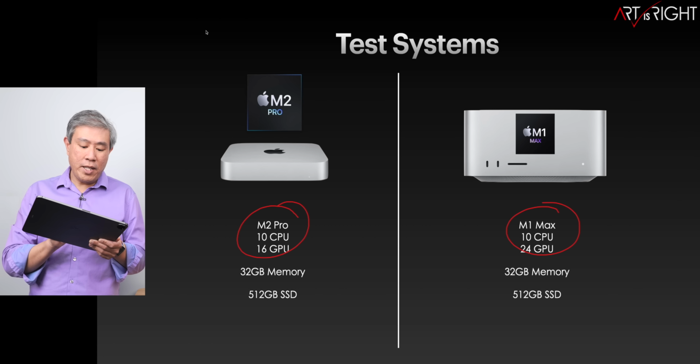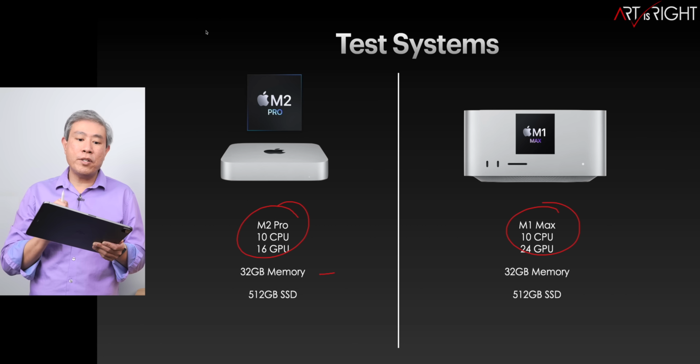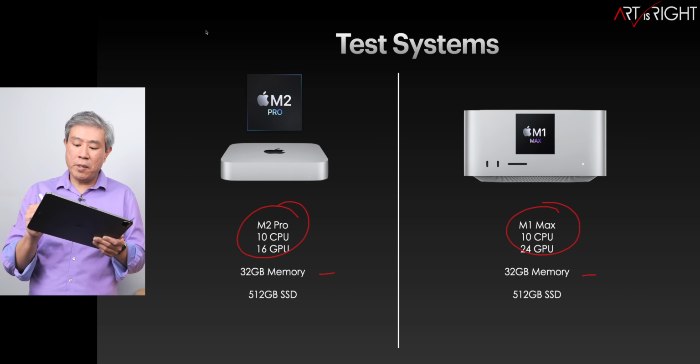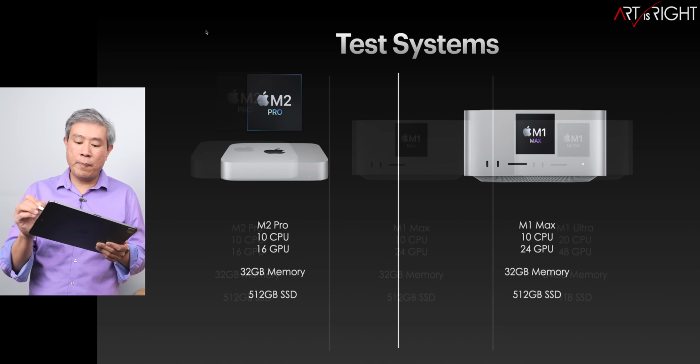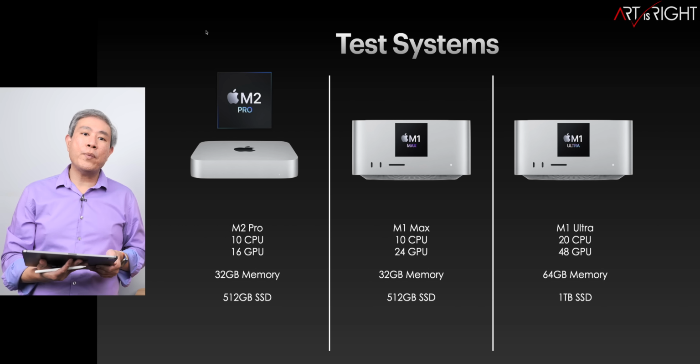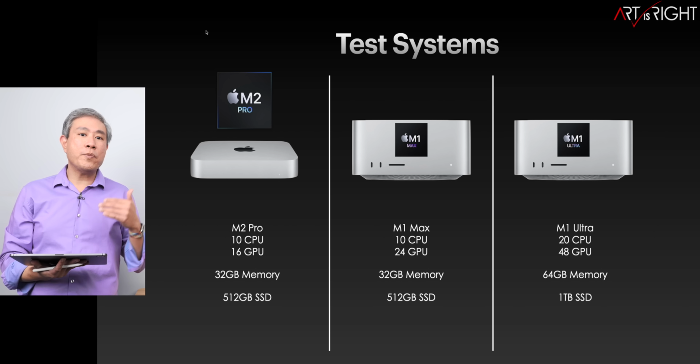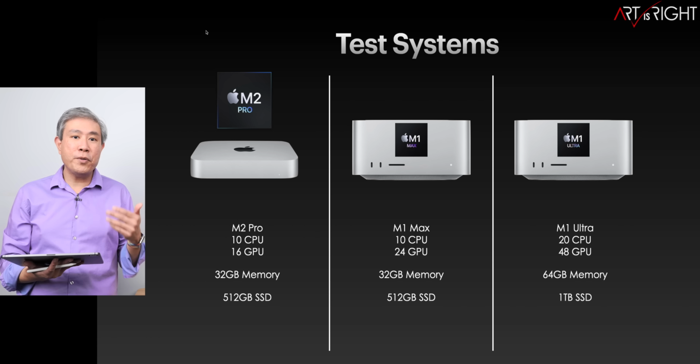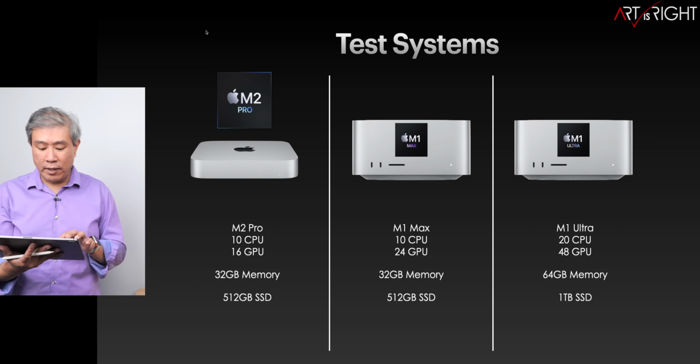Now on the Mac Mini, I've gone in and upgraded the memory to 32 gigabytes. This way it's on par with the Mac Studio's 32 gigabytes of memory, and the memory between these two is just about the same. I'll also be adding in the results from the M1 Ultra as well. This way we get a chance to really see how these machines scale up and how much further or closer it is to the M1 Ultra chip in the lineup.